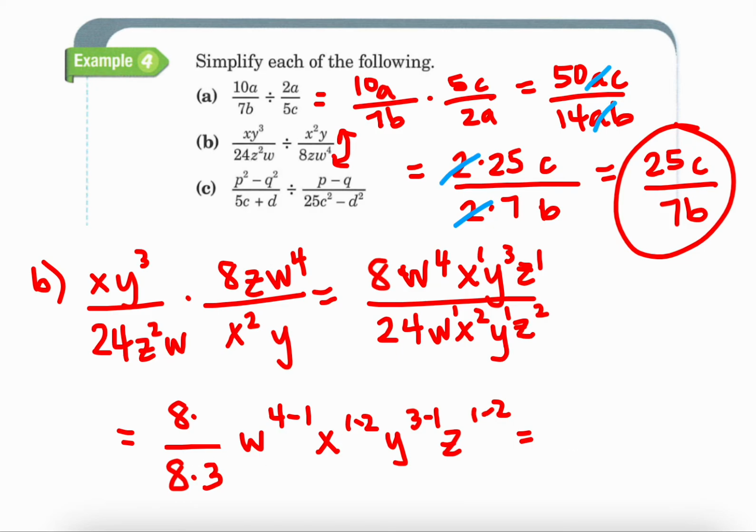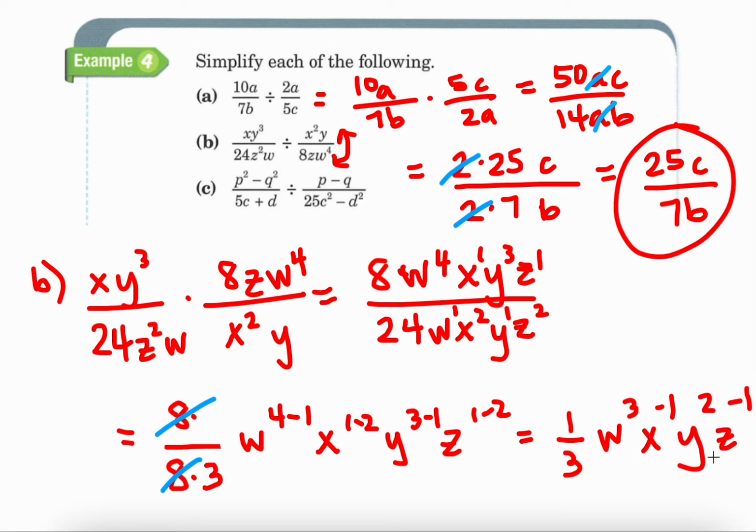So my 8s would cancel each other out because I got one on top and one on the bottom. So then that means there are no more numbers left on the top. And then just a 3 on the bottom. Okay, so it's like 1/3. W's 4 minus 1 is to the third power. X 1 minus 2 is to the negative first power. Y 3 minus 1 is positive 2. And for my z, 1 minus 2 is negative 1.